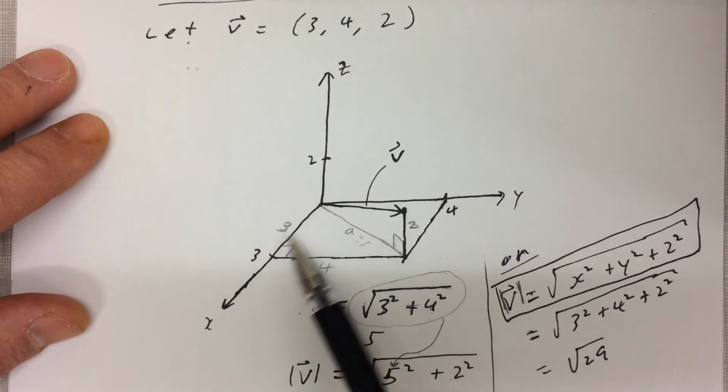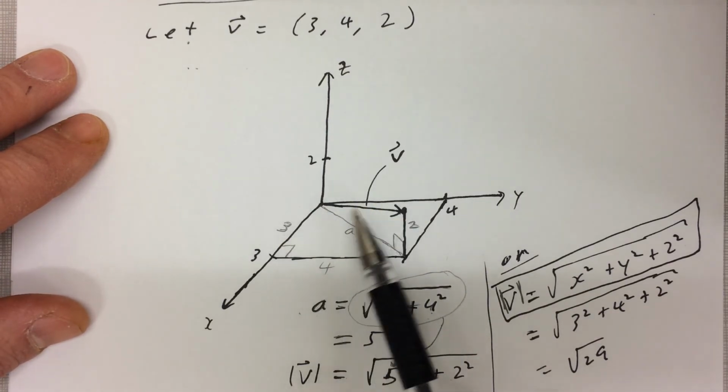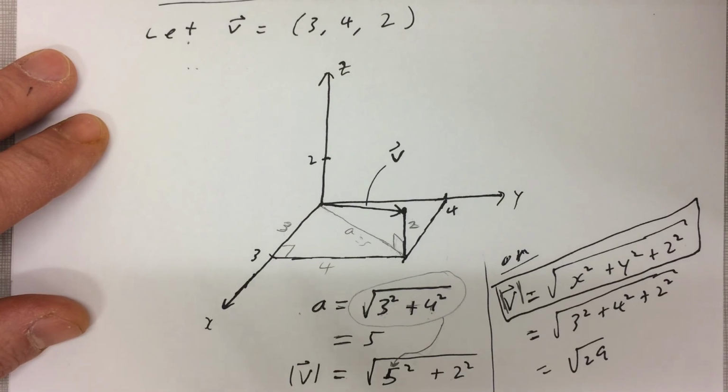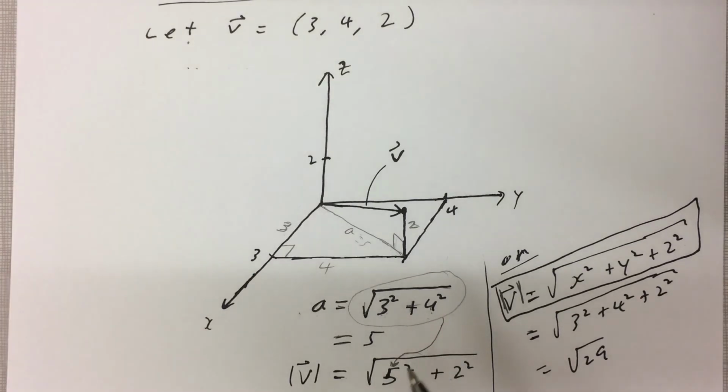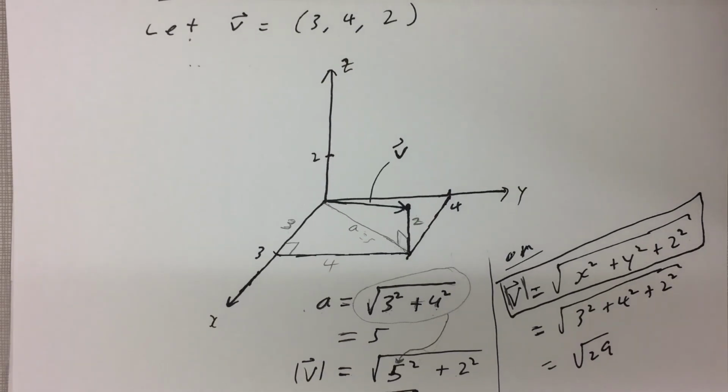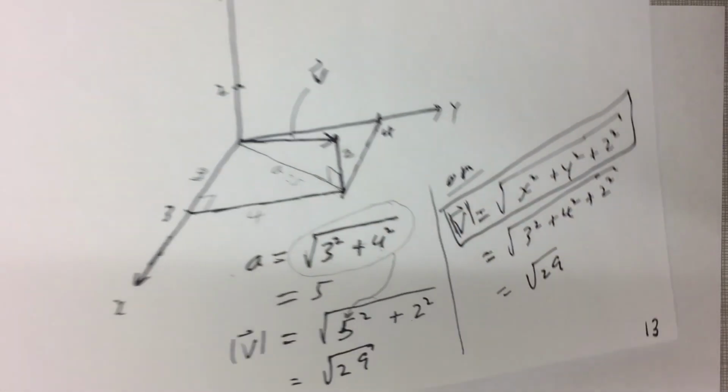But we will get into something called the direction angles and direction cosines later on, where we find the angle with each of the axes. So the angle with the x-axis, the y-axis, and the z-axis. Okay? And so that's how we find the magnitude of a 3-dimensional vector.